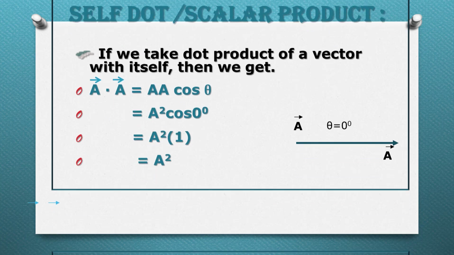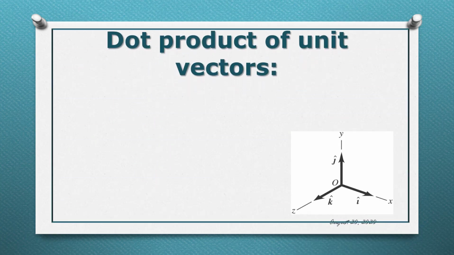And if we are talking about the dot product of unit vectors, if you remember, we have unit vectors i hat, j hat and k hat. i hat is the unit vector along the x-axis, j hat is the unit vector along the y-axis, and k hat is the unit vector along the z-axis. A unit vector has magnitude 1 and is along the specified direction. Its magnitude is 1 and its direction is along the given axis: i hat for x-axis, j hat for y-axis and k hat for z-axis.